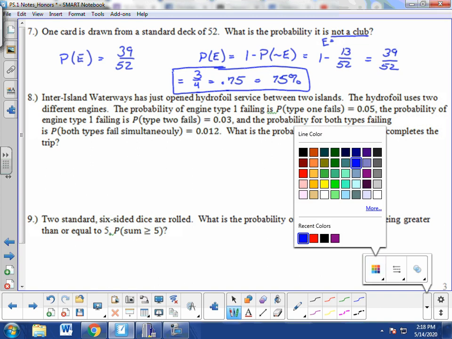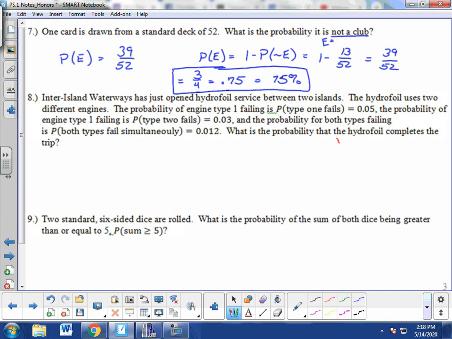So it's asking us, what's the chance that this hydrofoil is going to make the trip between the waterways? Well, we could take a look at this as, what is the probability that the hydrofoil does not make the trip? So instead of trying to find the probability that it does make the trip, I'm going to subtract the probability that it does not make the trip from 1.